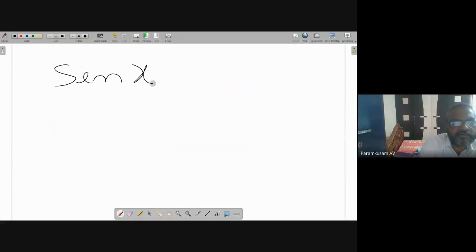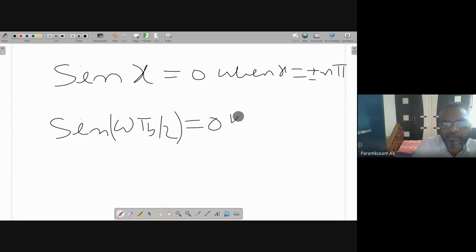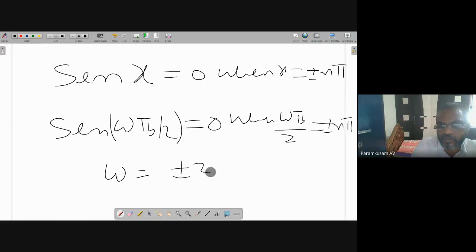sin x is equal to 0 when x is equal to plus or minus n pi. Here we have sin(omega Tb/2). When is it 0? When omega Tb/2 is equal to plus or minus n pi. So omega becomes plus or minus 2n pi by Tb.